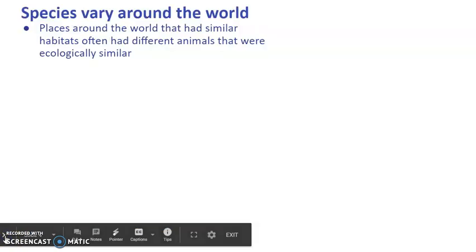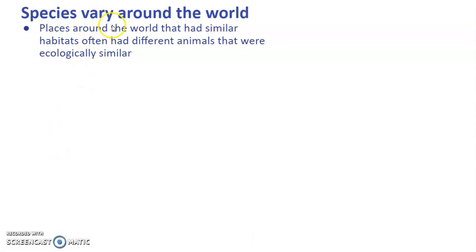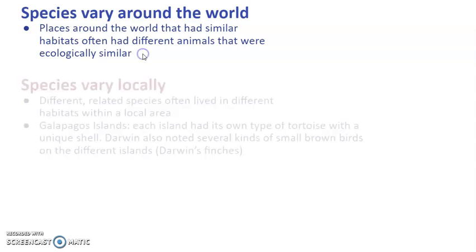All right, so what observations did Darwin make as he was on this voyage? There are three main things that he used to develop his theory. The first was that he noticed that species varied around the world. So places around the world that had similar habitats often had different animals that were ecologically similar. So animals in very different parts of the world, clearly not related to each other, but yet looked similar because they lived in similar habitats.